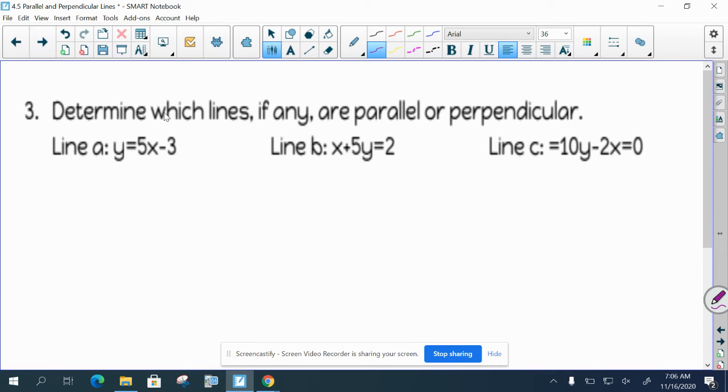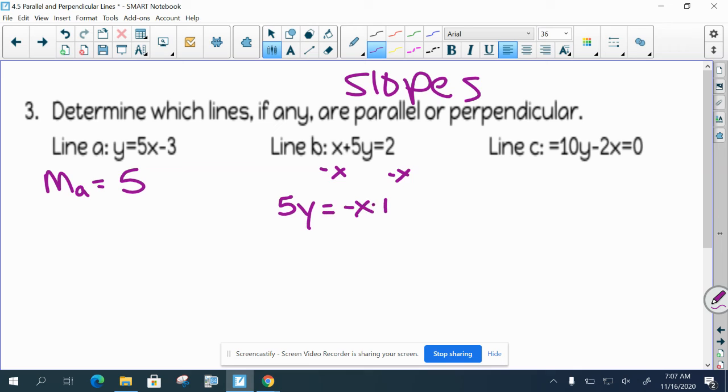All right, and then determine which lines, if any, are parallel, perpendicular, or neither. So to determine that, we're going to need to find the slopes of each line. So here for line A, the slope of line A is 5. Here, I don't know what the slope of line B is because it's not in slope-intercept form. So I'm going to have to put it into slope-intercept form. So subtract the x over. So you get 5y equals -x plus 2, and divide everything by 5.